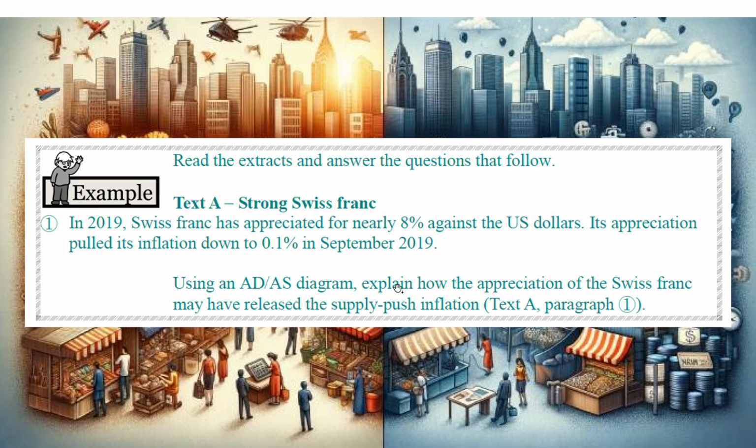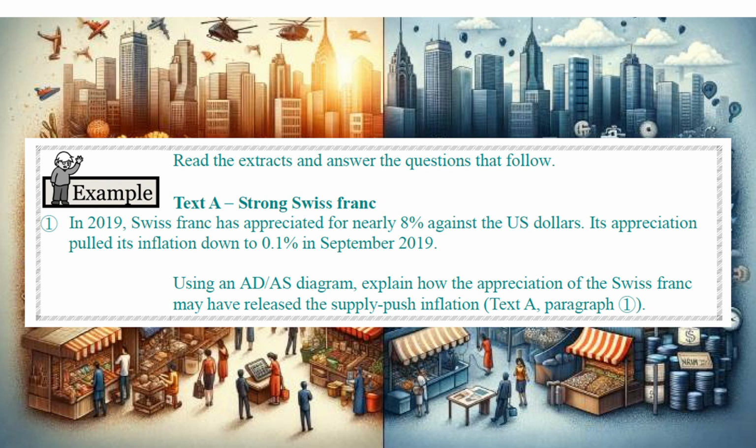Look at the extract, okay. Use AD-AS while explaining how the appreciation of the Swiss franc, okay, may have released the supply push inflation. Appreciation decreases supply push inflation. So it must be about the SRAS, right? Supply push, okay. Think about it. Pause and draw the graph, okay.